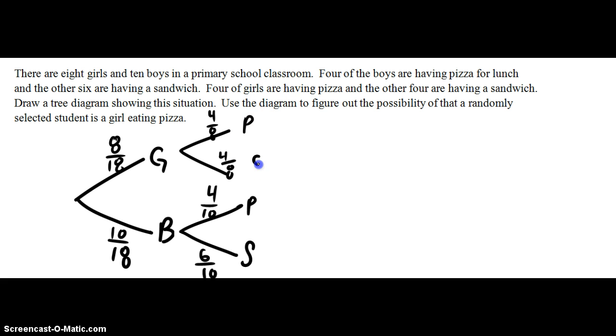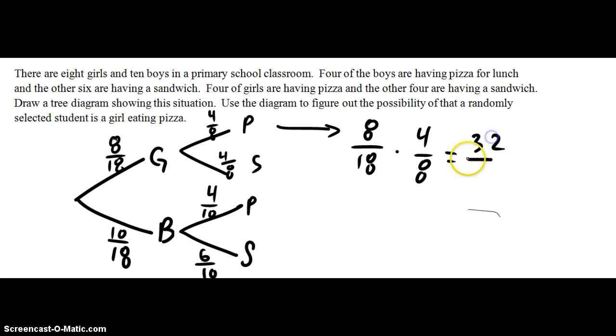Okay, pizza, sandwich. Okay, so we're going to figure out the probability that a randomly selected student is a girl eating pizza. Girl eating pizza. So girl eating pizza ends up being 8 over 18 times 4 over 8. So you could just multiply that out. I don't know, what is that? That's the same as 8 times 4, which is 32, over 18 times 8, which is 144.